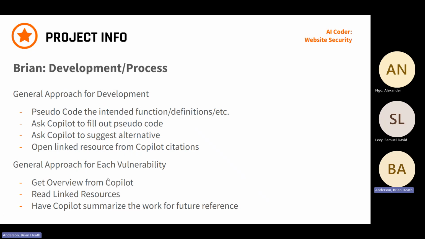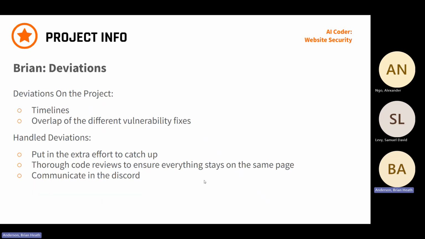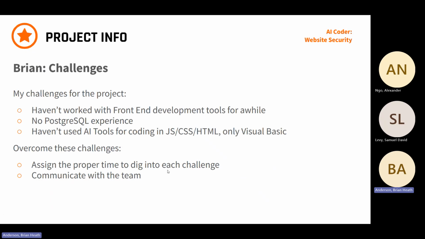So that applied to each of the vulnerabilities where I needed to learn more context, and then Copilot was able to write some good documentation because every team wants documentation, but who likes writing it? A couple of deviations from the project on timelines, and also there was overlap between the different vulnerabilities. And so instead of each of those happening in a silo, we came together and communicated in the Discord on how to stay on top of those for everybody.